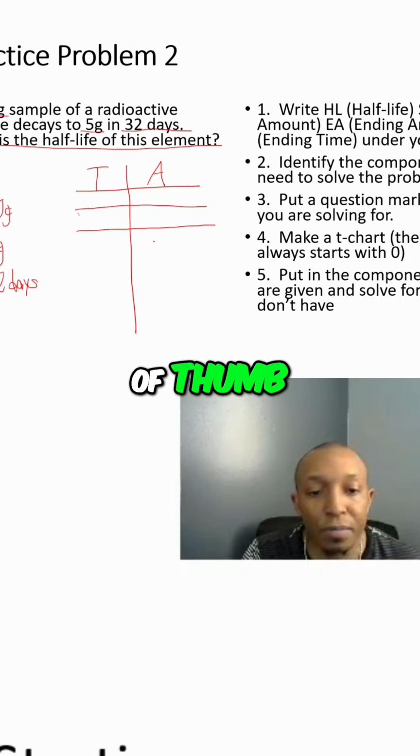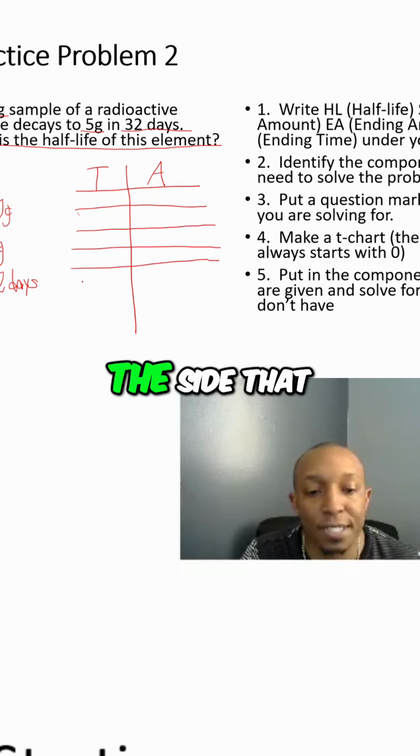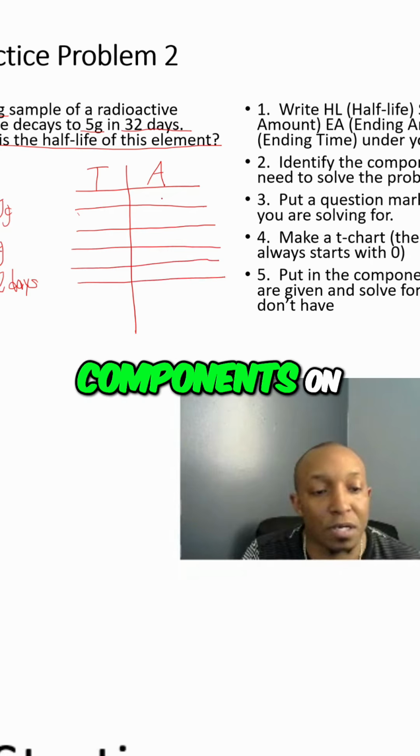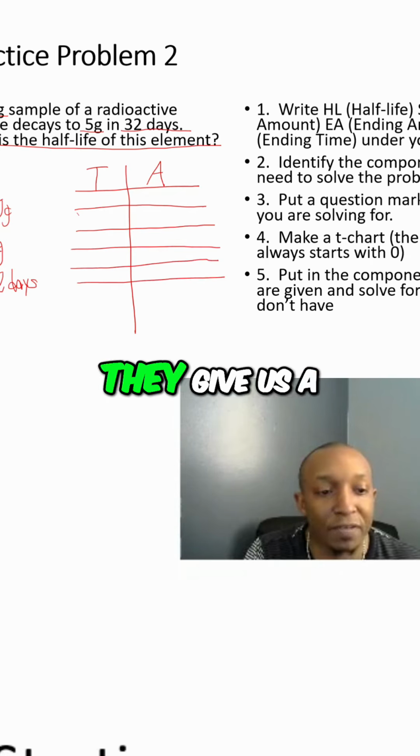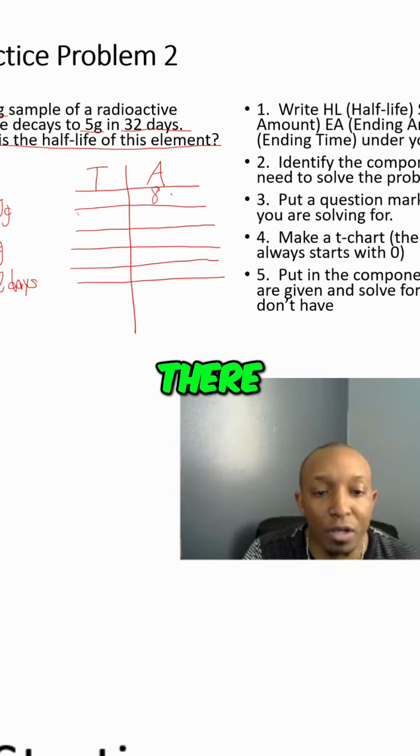Now, as a rule of thumb, I always tell my students to solve for the side that they give you both components on. But on our amount side, they give us a starting amount and ending amount. So we can go ahead and start there. So we have 80 grams here, which is our starting amount. Remember, we said our time always starts with 0.